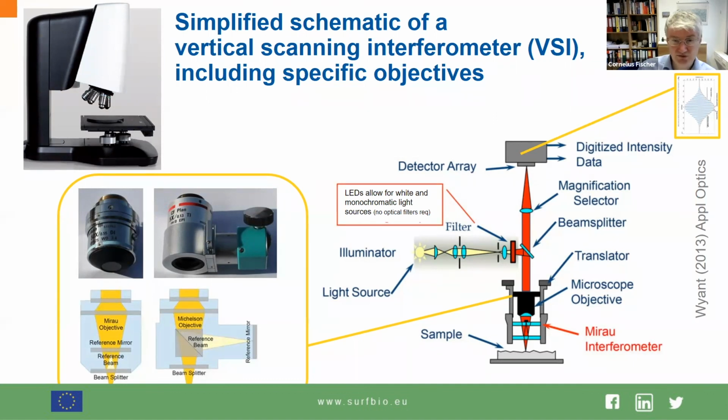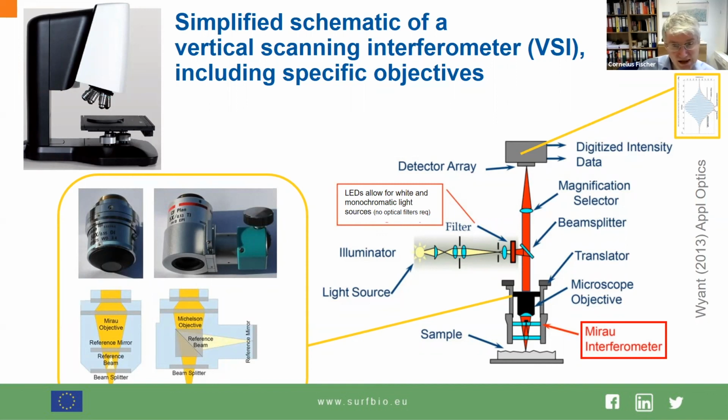But there is one major difference. We do not have on the right side the reference beam. So it's just this beam that goes down through the objective, and then we have here the so-called mirror interferometer. That's kind of an objective, as shown here on the left side.